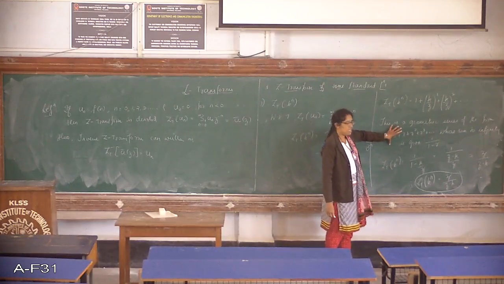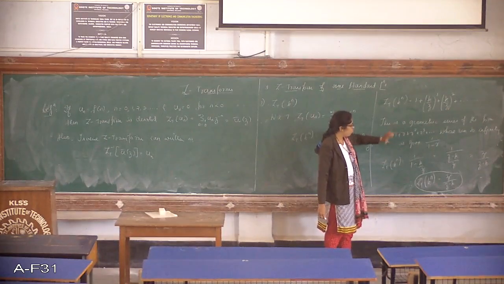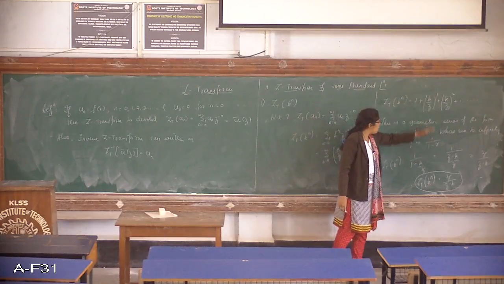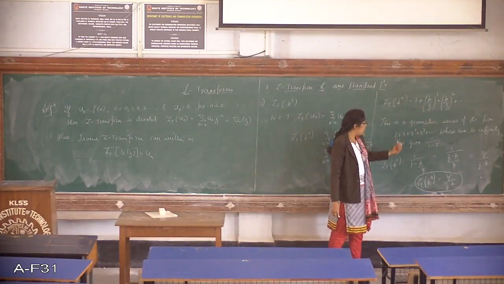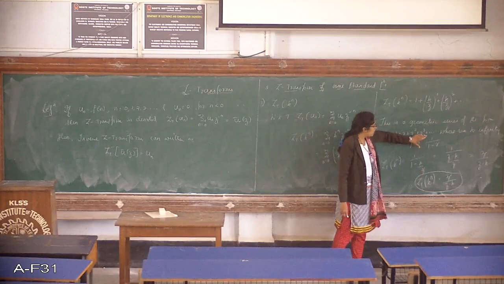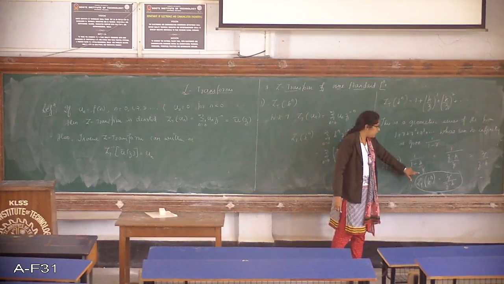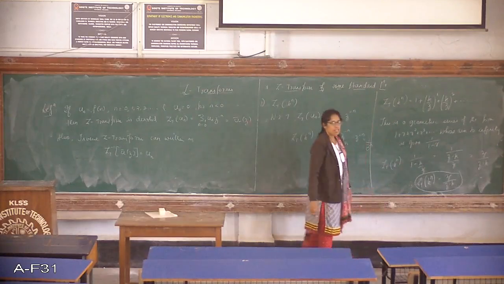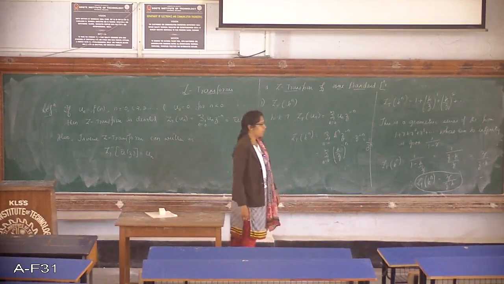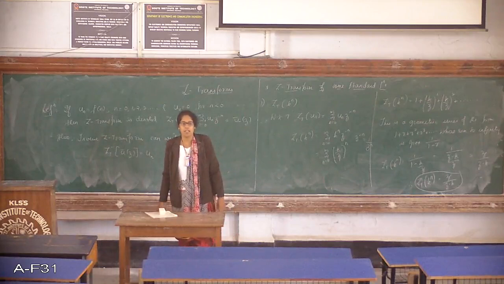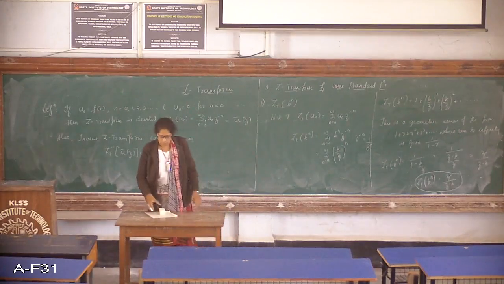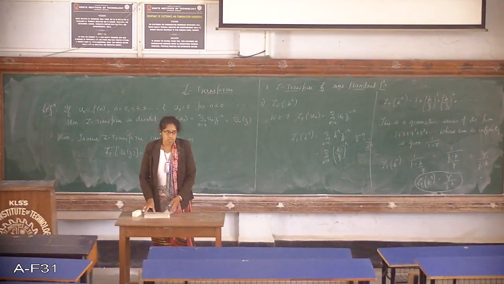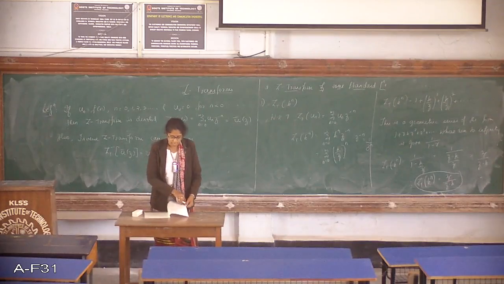This concept is studied by you in plus 2. If you compare this, you can see that the r value is nothing but k by z. So I shall replace this r by k by z here, do the simplification, and I shall obtain the z transform of k raised to n to be equal to z by z minus k. This is the z transform for the function k raised to n.